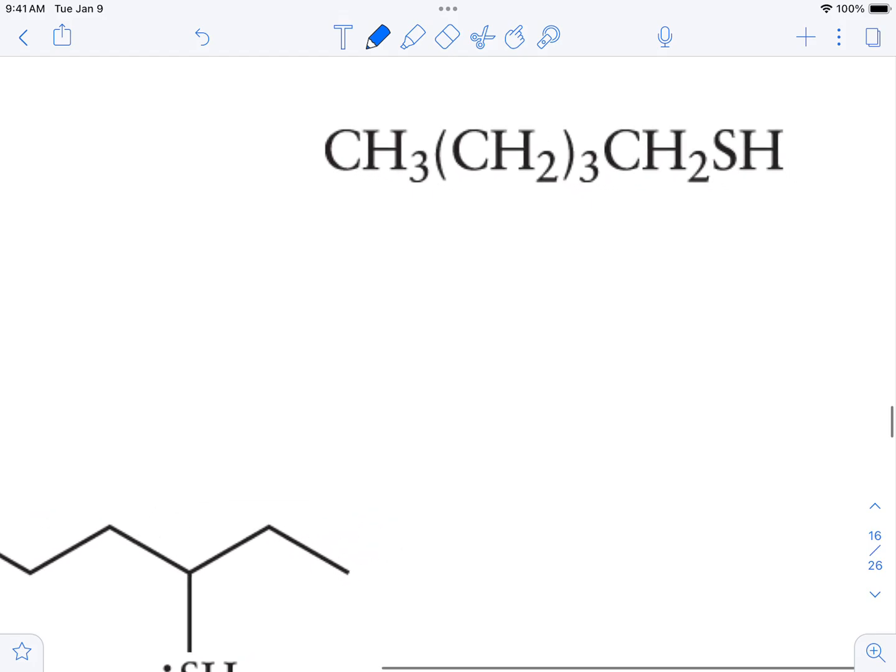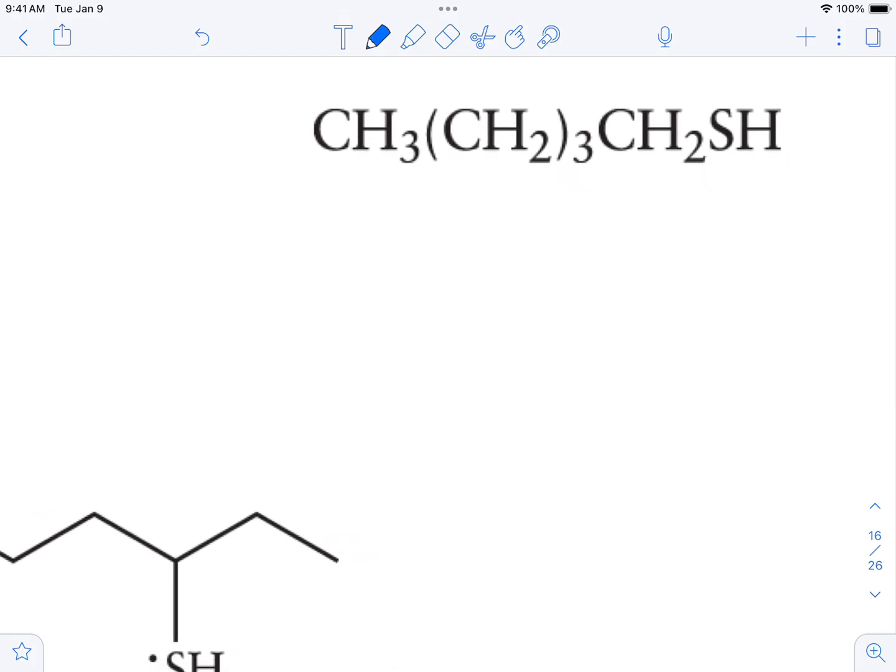Okay, to the right here, it gave me the condensed structure. So how many carbons do I have? I have 1 carbon, and then I have 3 of these. So I have 1 carbon, 2, 3, 4, 5 carbons. So 5 carbons is pentane.